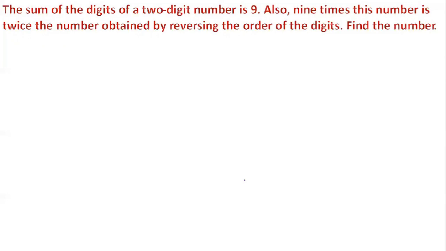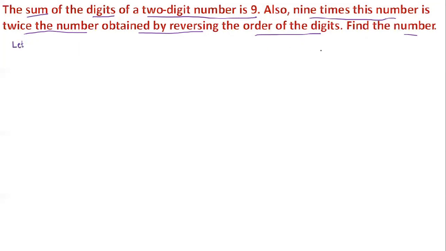This is the question about 2-digit number. The sum of the digits of a 2-digit number is 9. Also, 9 times this number is twice the number obtained by reversing the order of digits. Sum of the digits of a 2-digit number is 9. And if you take 9 times of this number, it is equal to twice the number obtained by reversing the order of digits.